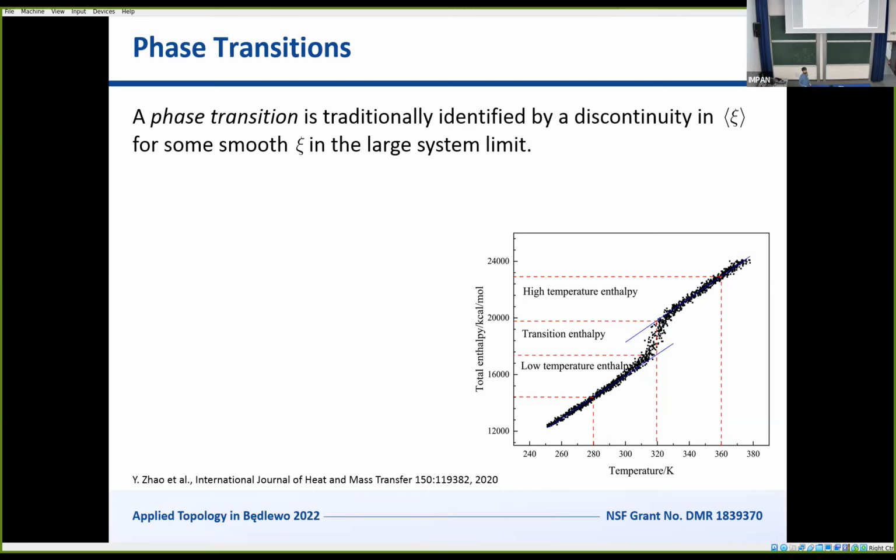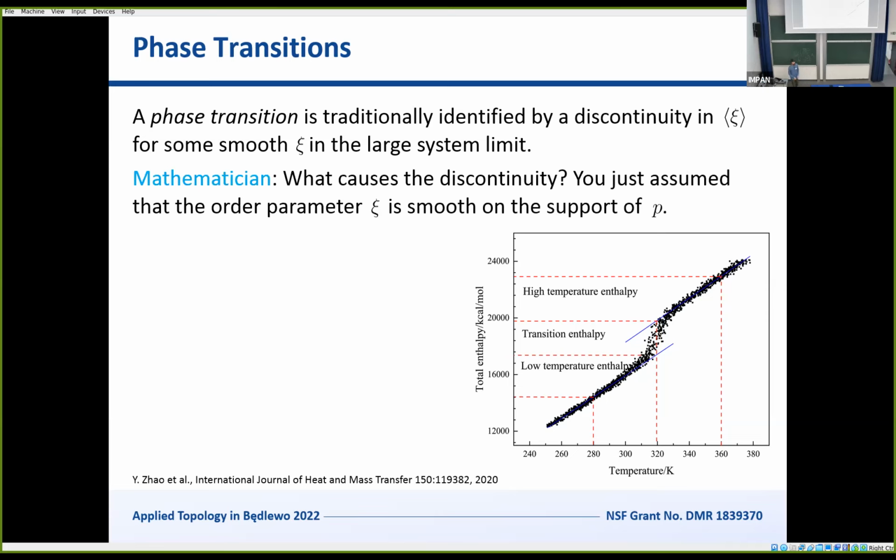That should be kind of surprising. Discontinuity makes sense in terms of the properties of water vapor and liquid water, so there's no surprise there. But where does the discontinuity come from? Because again, our probability measure is continuous on the space, and my order parameter, I'm assuming that it's smooth. So where does it come from? I just assume that the order parameter is smooth and supports P.